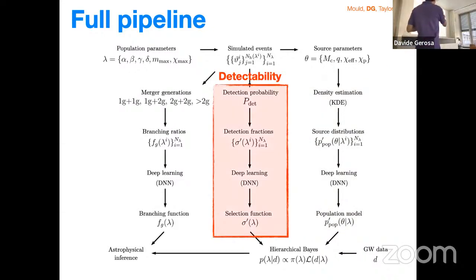Then go down this way. For each of these simulated black holes, we estimate how likely they are to be detected. We got this sigma factor that is something that was entering the likelihood a few slides ago. And another deep learning pipeline will estimate the selection function.